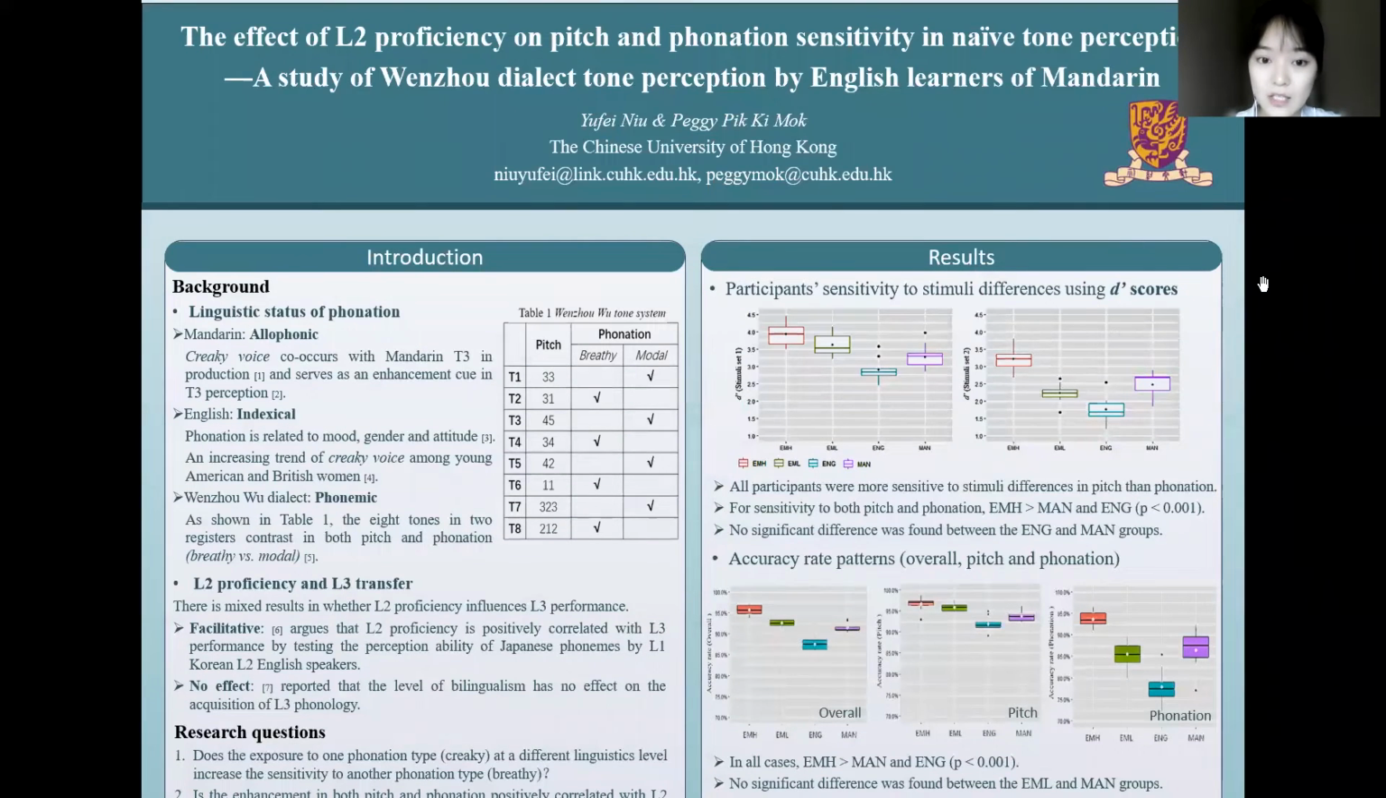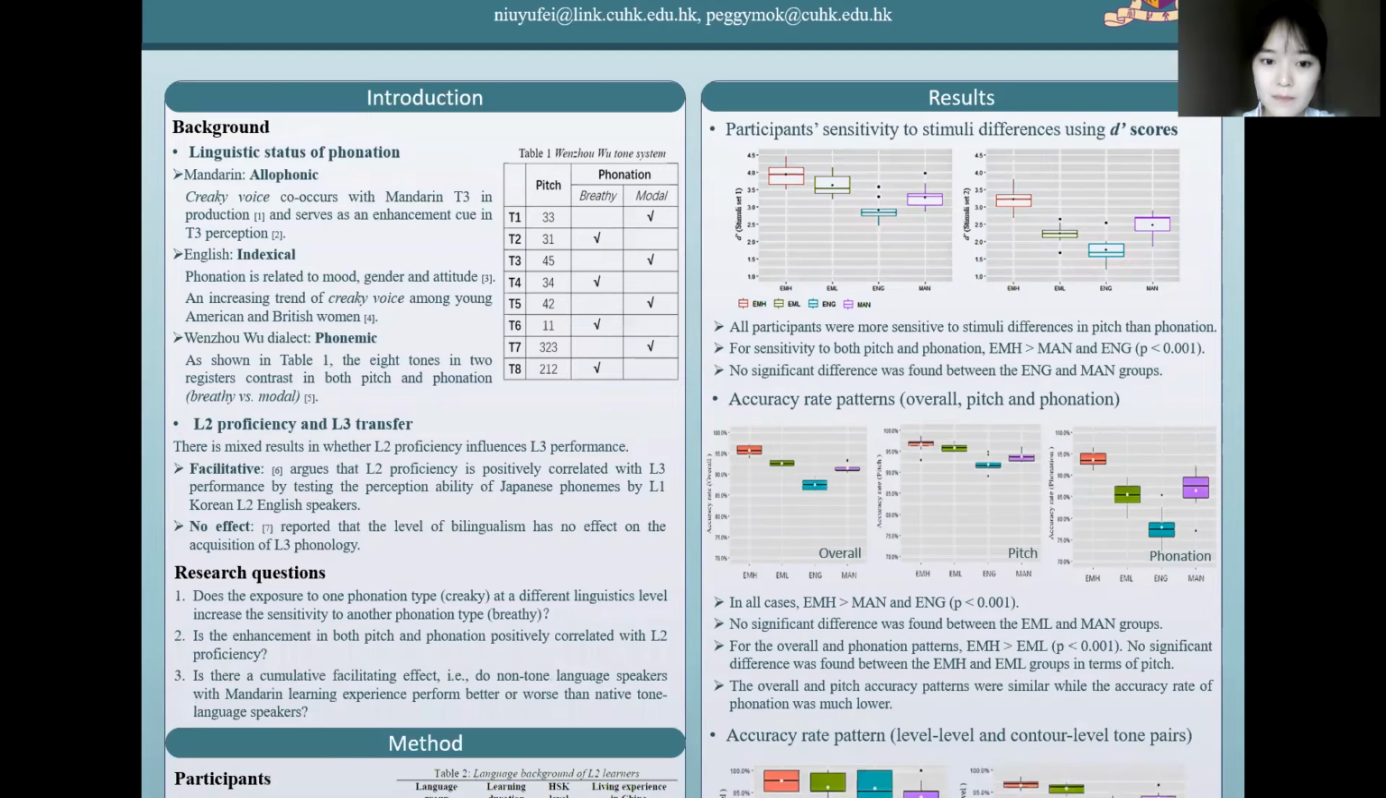Based on the signal detection theory, we first explored the participants' sensitivity to stimuli differences in the AX discrimination task using D-prime scores. The left panel is for stimuli set 1, and the right panel is for stimuli set 2. Comparing the two figures, we can see that all participants were more sensitive to pitch differences than to phonation differences. And for both stimuli sets, the EMH group was significantly more sensitive than the MAN and ENG groups. And we didn't find a significant difference between the ENG and MAN groups.